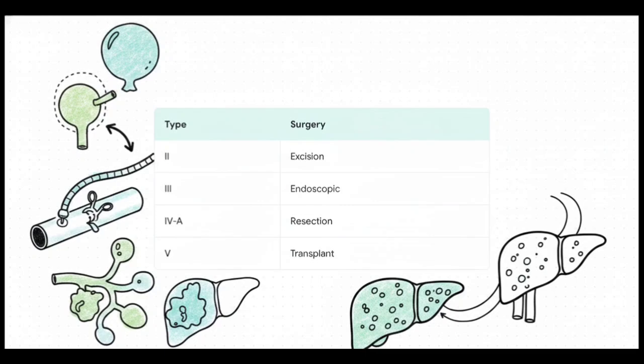For the remaining types, I want you to notice how the aggressiveness of the treatment scales directly with the anatomical extent of the disease that we just mapped out. Type 2 is a simple diverticulum, right? So you just do a complete excision of that diverticulum and reconstruct if needed.